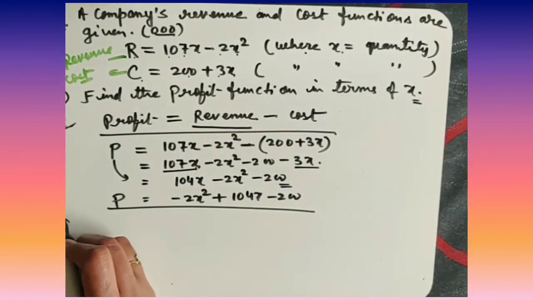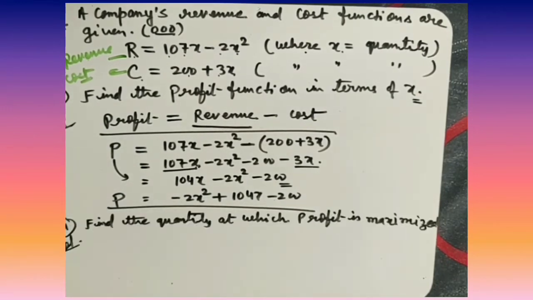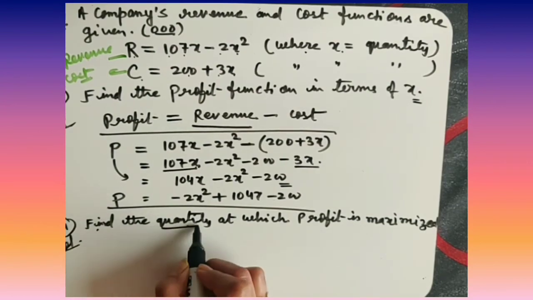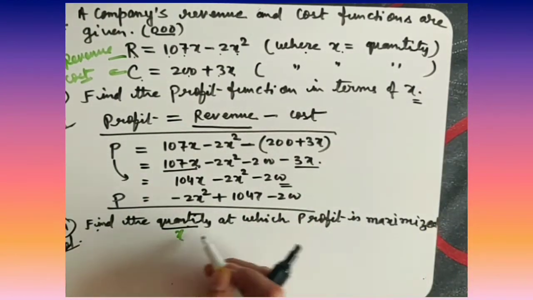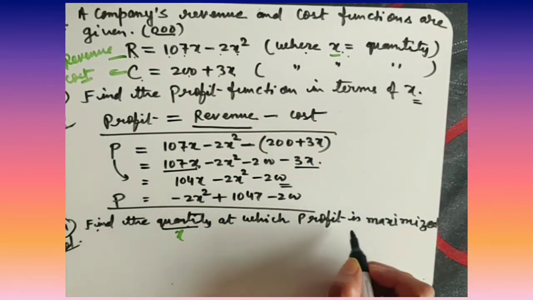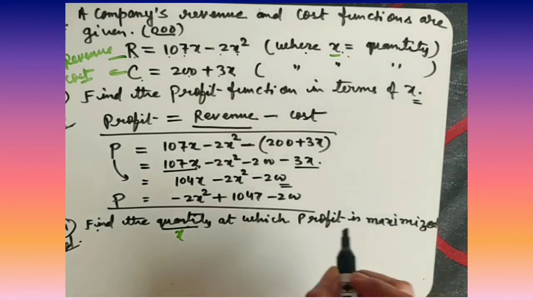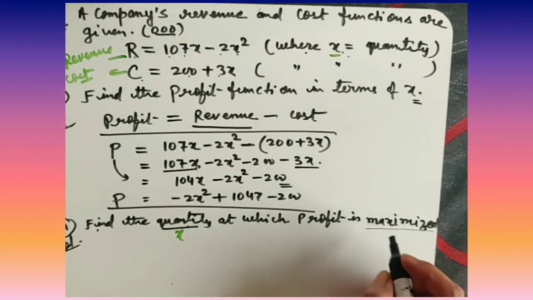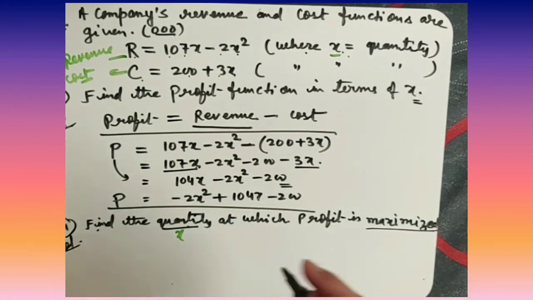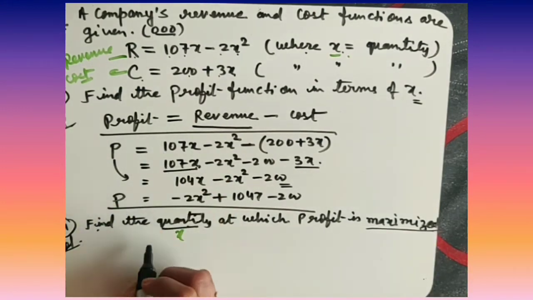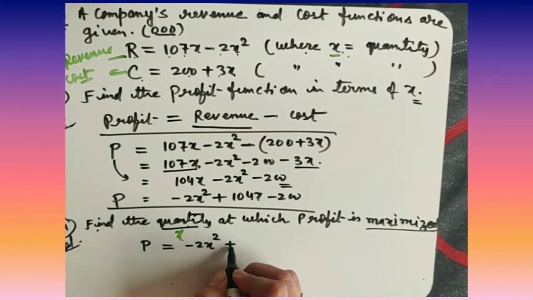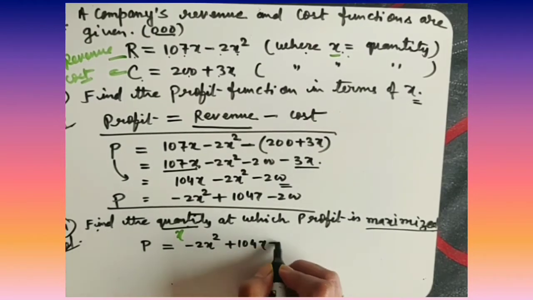Let's take the second part of the question. Find the quantity. It means we need to find x, because x is the quantity. Find the quantity at which profit is maximized. You know how to find the maximum or minimum of a function: find the slope of the function and equate it to 0. Here our function is P equal to minus 2x square plus 104x minus 200.